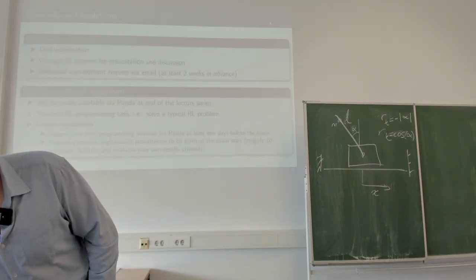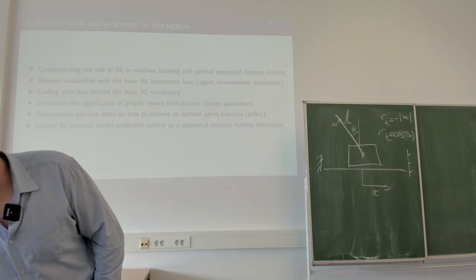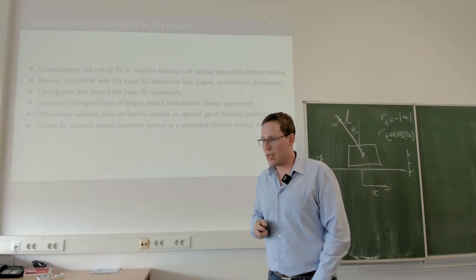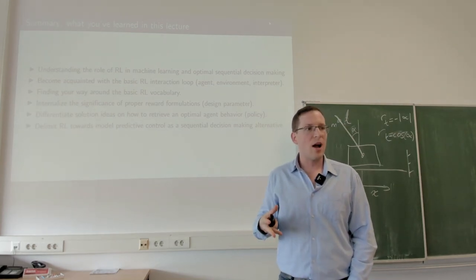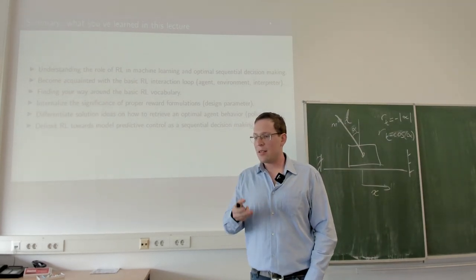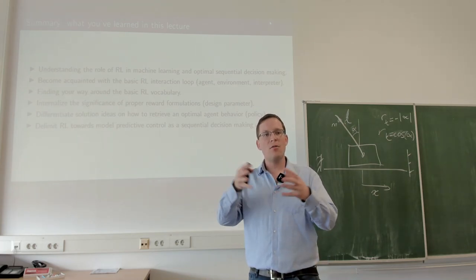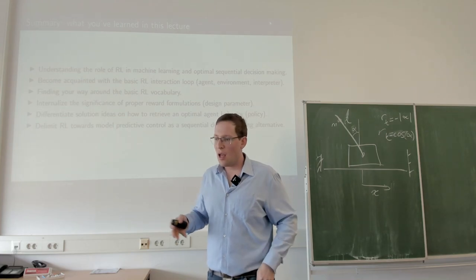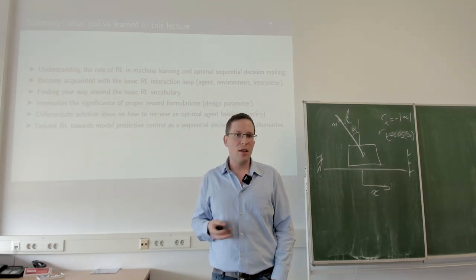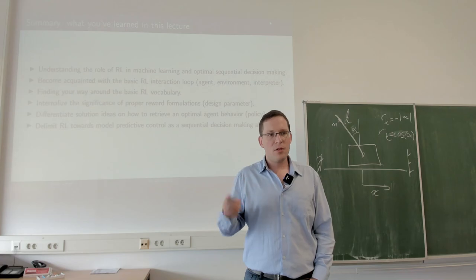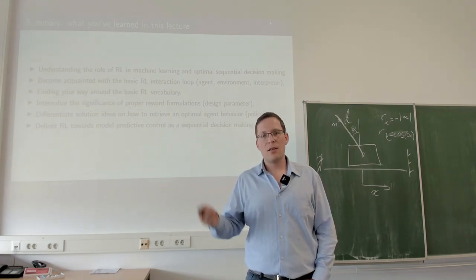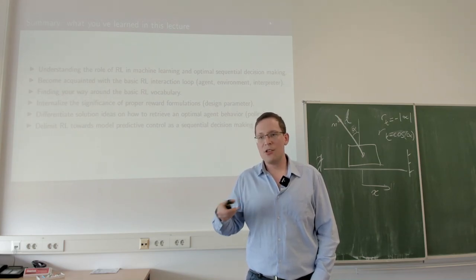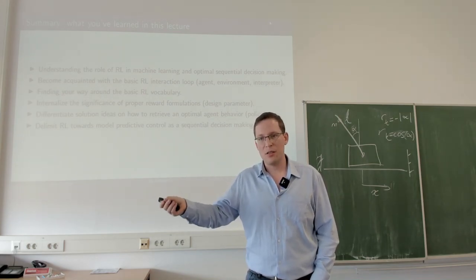And then last, that's it. So in summary, I should have at least tried to introduce you to how to understand the role of reinforcement learning in the total world of machine learning, AI and optimal decision making. You should be acquainted with the reinforcement learning interaction loop, which is: action, the environment updates state, you get an observation and a reward, and the agent then takes that and produces an action.